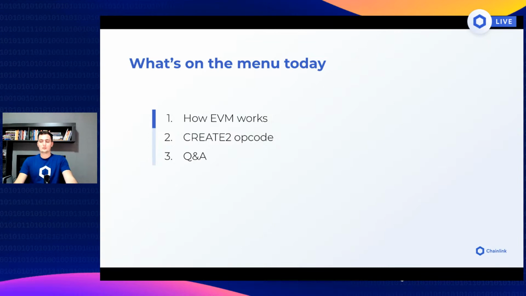So let's start with the agenda. First, we're going to cover what EVM is and how it works exactly. Then I will explain what the Create2 opcode is and how you can use it to pre-compute your smart contract addresses even before deployment to the actual blockchain. And finally, we will have a little Q&A session at the end.